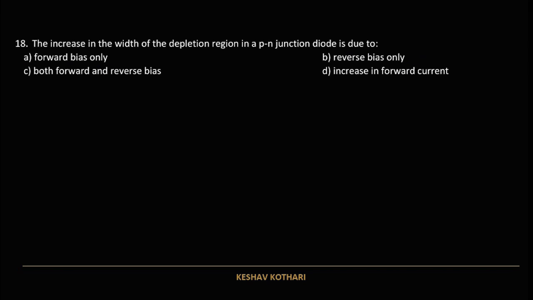The increase in the width of the depletion region in a PN junction diode is in case of reverse bias only. So in case of reverse bias, the depletion layer increases in width, and in case of forward bias, the depletion region decreases in width. So in this particular problem, reverse bias is the correct answer. So option B is correct. Let us move to the next problem.